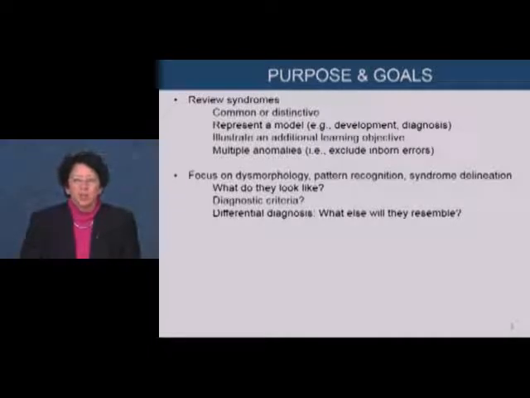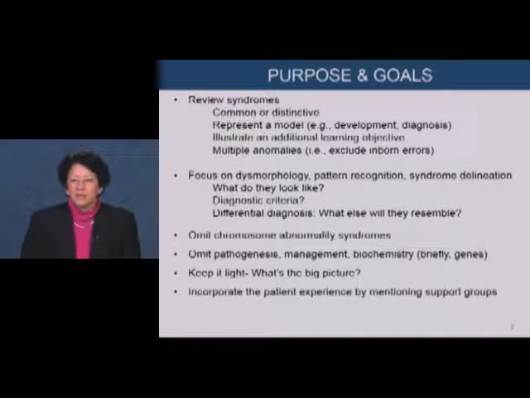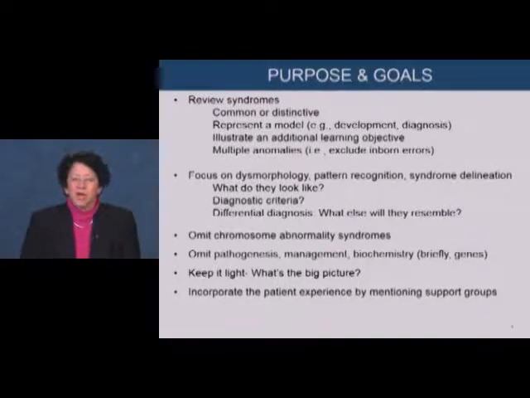What do they look like? What are the diagnostic criteria? The differential diagnosis? What else will they resemble? And again, in the interest of time, we're going to exclude chromosome abnormality syndromes. I will not be able to discuss pathogenesis, management, or biochemistry. I'll mention a few genes. I'm going to keep it light.